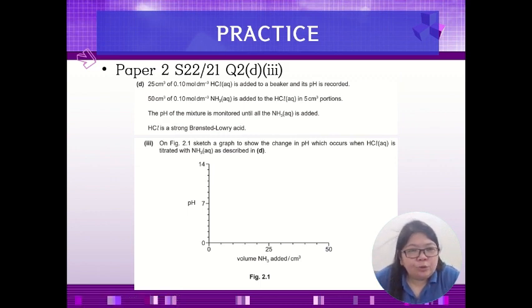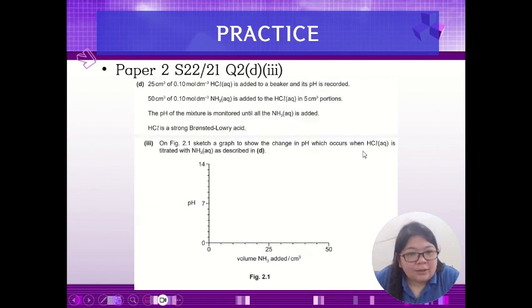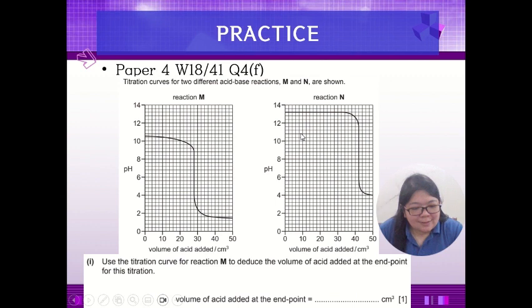Now, there are two questions since the syllabus changed. Summer 2022 and also March 2022 asked the candidates to sketch a graph to show the titration curve. I'll come to this later. We start with a slightly more straightforward type of question. I took this from paper 4 because these learning outcomes used to be in paper 4. So I have this simpler question from paper 4.